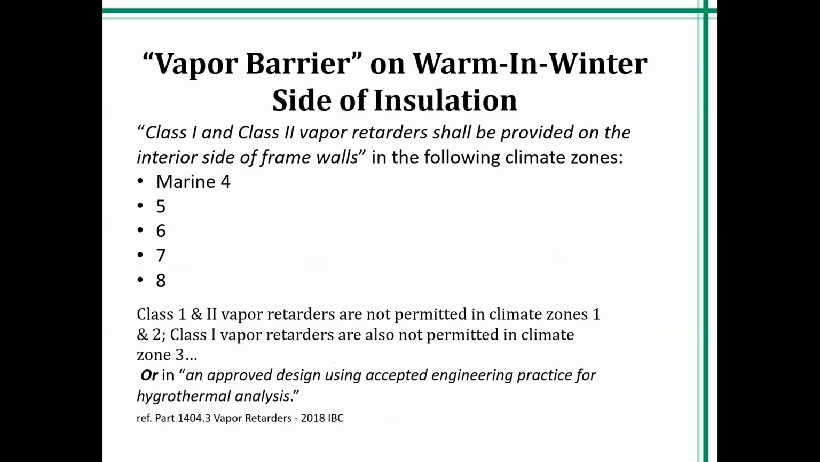Class 1 vapor retarders are also not permitted in climate zone 3 or in an approved design using accepted engineering practice for hygrothermal analysis. And again, the code says, prove it to us that this non-permeable air barrier will work in these climate zones, and this architect did do their diligence and perform these hygrothermal analyses, and in fact arrived at the fact that they could go with a vapor retarding air barrier. They just obviously made sure that their interior finishes also were not vapor impermeable, because we always want to avoid having two vapor retarding or vapor impermeable materials or coatings within the same wall assembly.